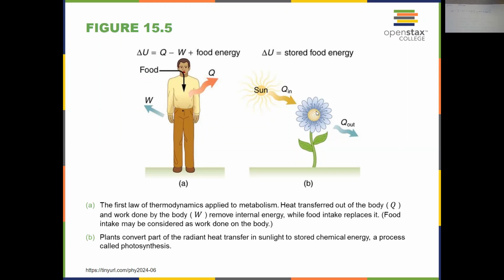Now for plants, they take in heat from the sun, and there is also photosynthesis happening at the same time. It will give out heat. Most of the time the plants don't do work, but the change in internal energy should be equal to Q in minus Q out, plus the energy stored in the food in the plant's body. So again, the first law of thermodynamics applies here.